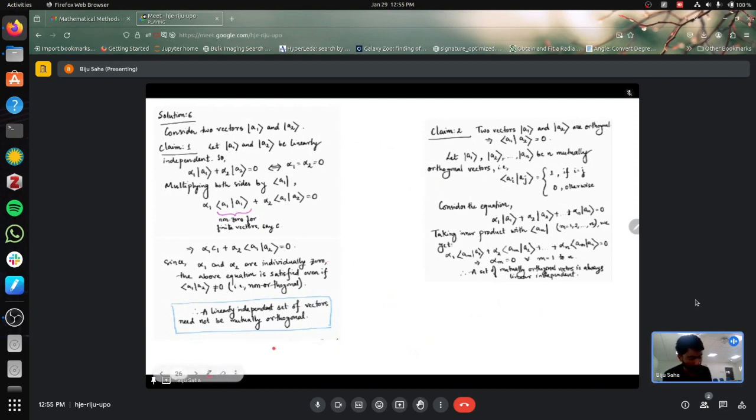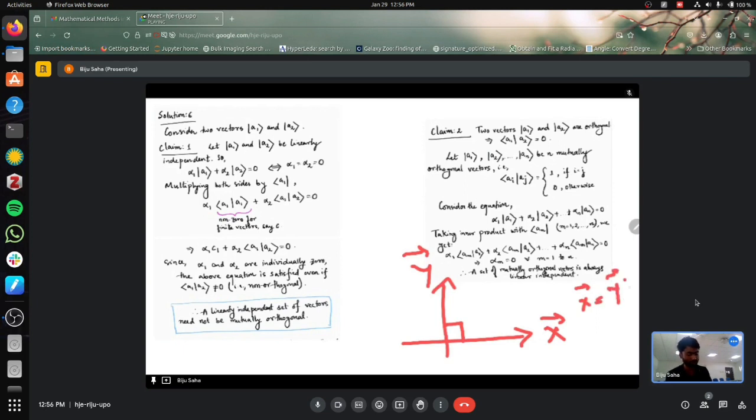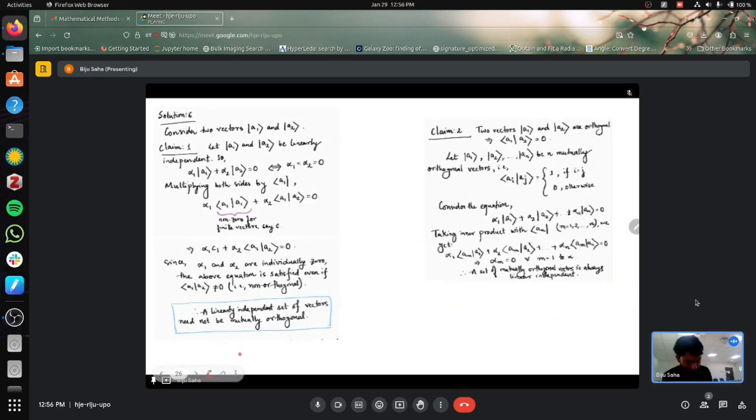But for the second claim, it says that two orthogonal vectors, let's take the x-axis and y-axis, are orthogonal and also linearly independent. You can never express the x-axis in terms of the y-axis. So if they are orthogonal vectors, this is never possible. If they are orthogonal, they have to be linearly independent. That is what solves the claim of question 6.